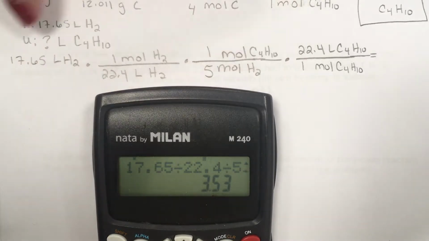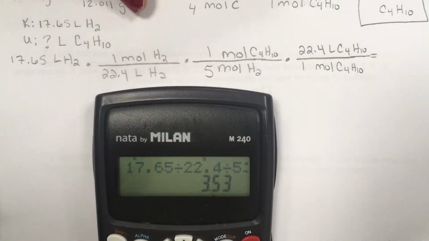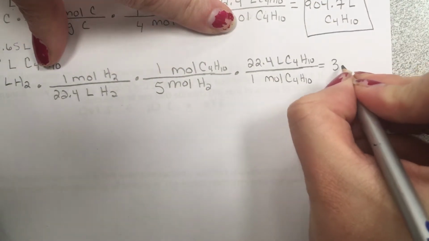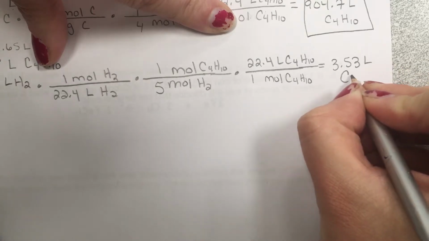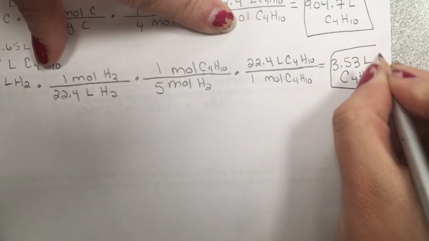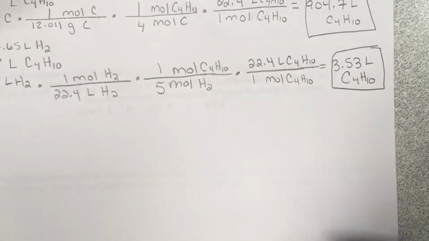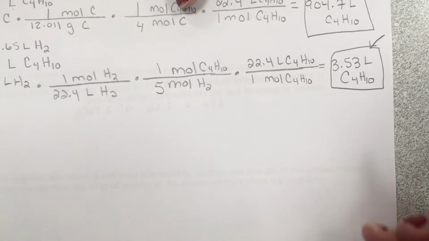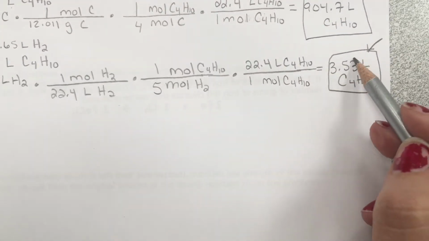And we have 4 significant figures. We only have 3 in our answer, so we're just going to leave it at that. 3.53. I'm not about to try to make up numbers. 3.53 liters of butane. Wonder if I did something wrong, because that's a huge difference. Okay, nope. I don't notice anything that I did wrong. So the limiting reactant is this one. This is the lowest number by far. So this is the limiting reactant.